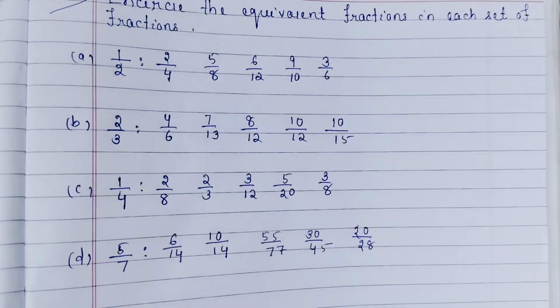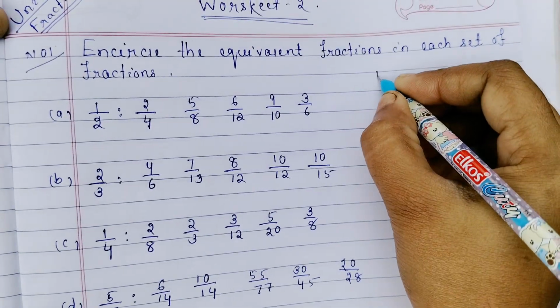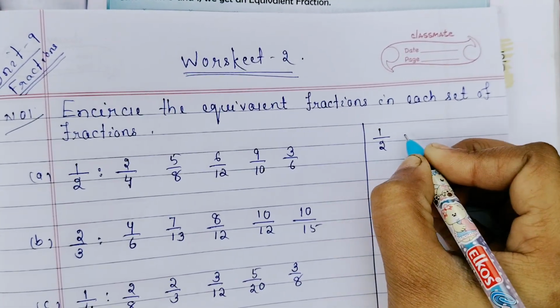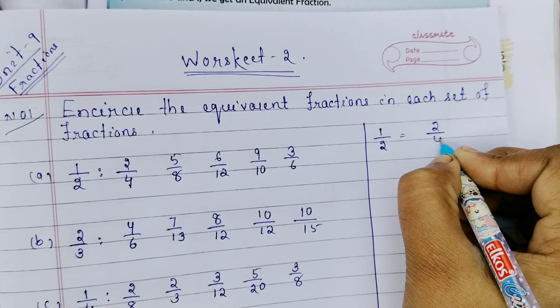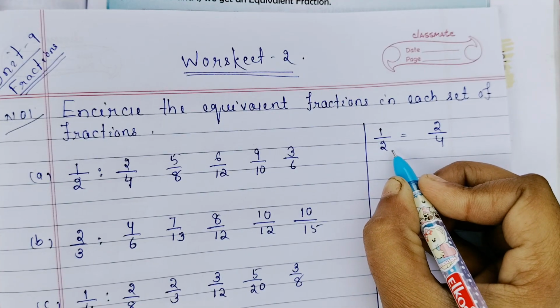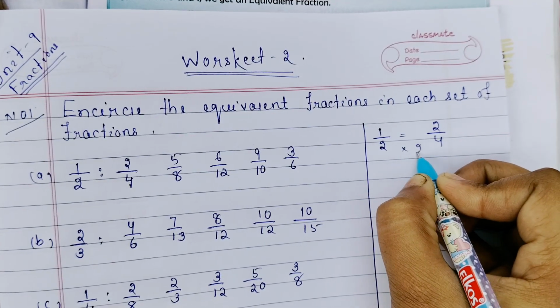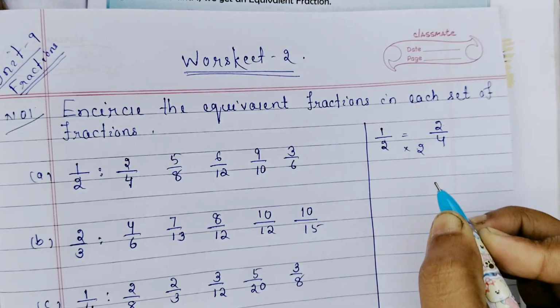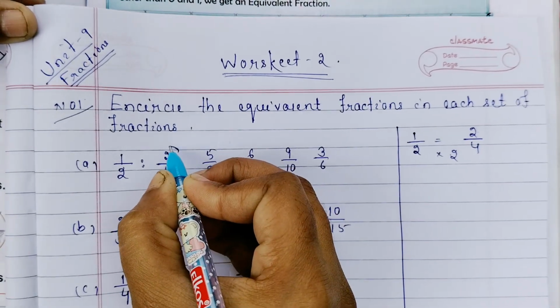First we see 2 by 4. 4 is divisible by 2. 2 times 2 is 4. Then 1 times 2 is 2. So 2 by 4 is the equivalent function of 1 by 2.